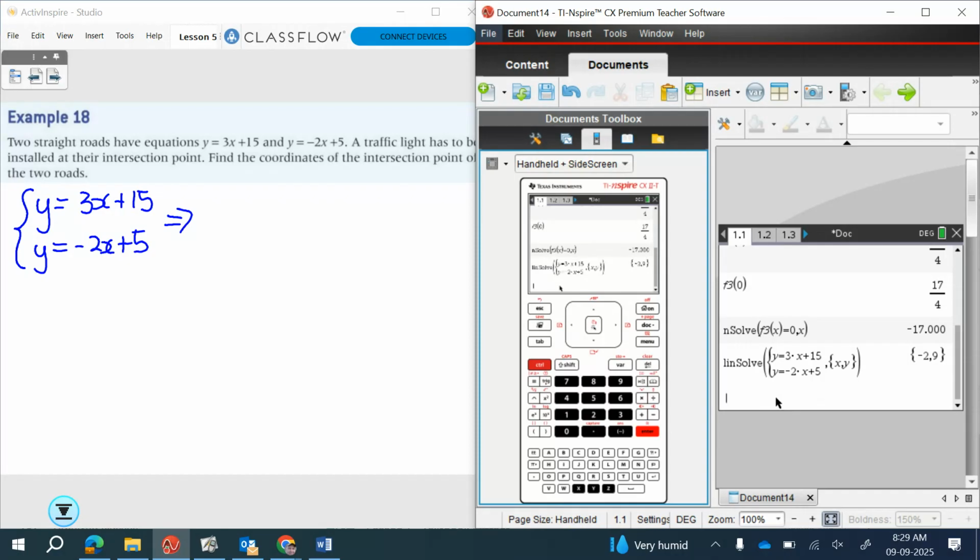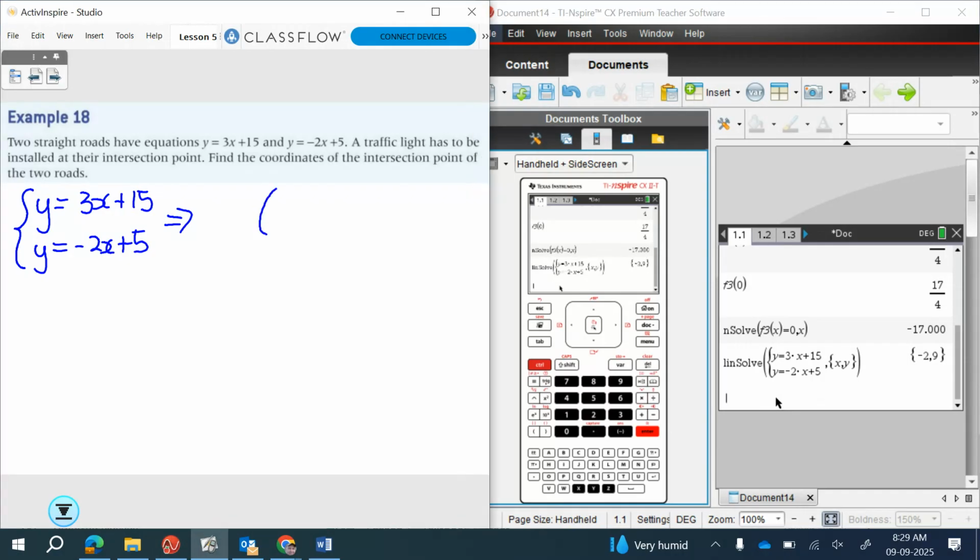You should enter that with a round bracket, not a curly bracket. This is at minus 2, 9. So this is the coordinate of the intersection point of the two roads.